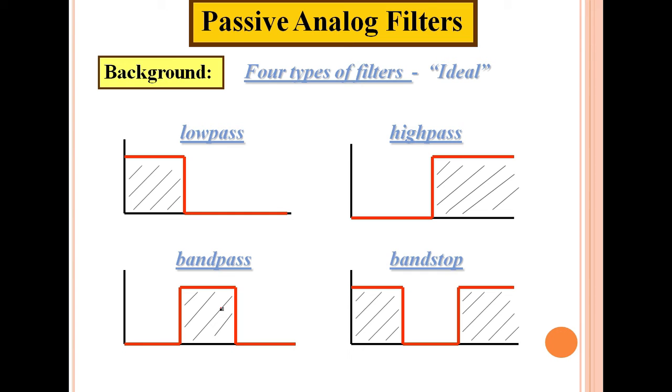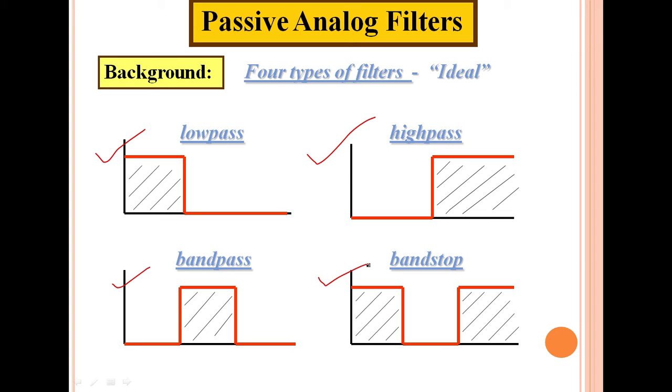Basically there are 4 types of filters, and these are the ideal characteristics: here is the low pass filter, here is the high pass filter, here is the band pass filter, and here is the band stop filter. Analog filters are basically classified into 4 types: low pass filter, high pass filter, band pass filter and band stop filter.